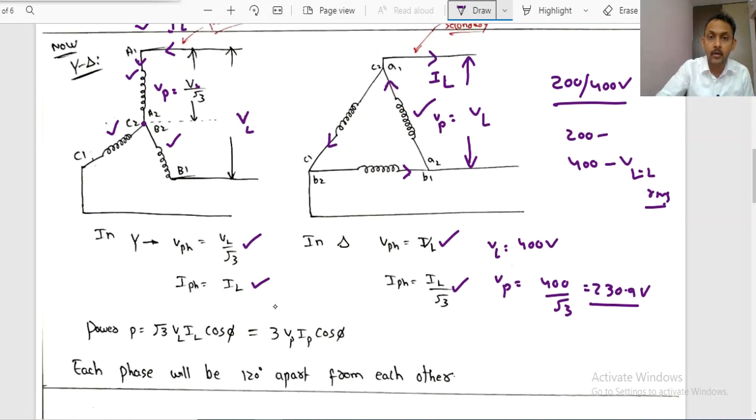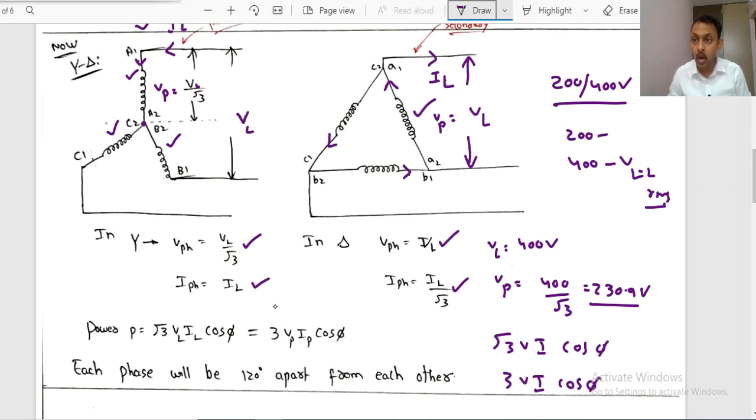Now what about power? Active power or real power, expressed in watts. Most of the time, somewhere you have seen root 3 VI cos phi or 3 times VI cos phi, both are correct. But the moment you use root 3, then obviously these voltage and current values must be line values, very very important. But if you use 3 VI cos phi, then these voltage and current values must be phase values. That is as simple as that.